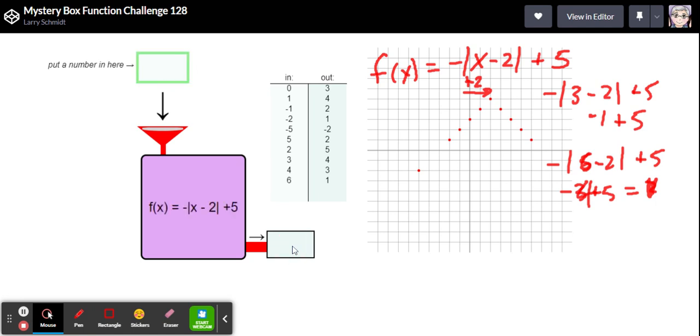Let's reveal it. And there it is, negative absolute value of x minus 2 plus 5. And let's graph that as well. And there's our sharp turn up there at the vertex at 2, 5.